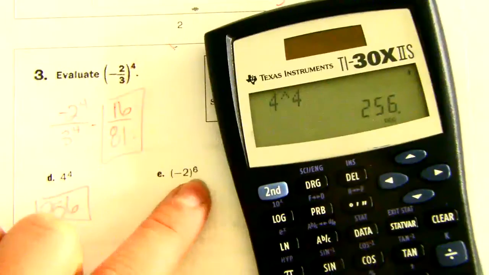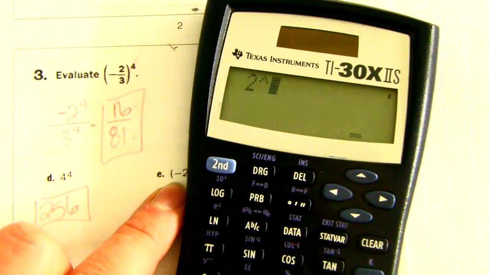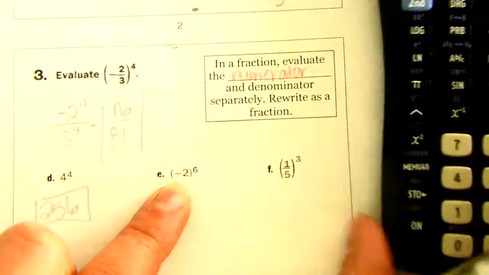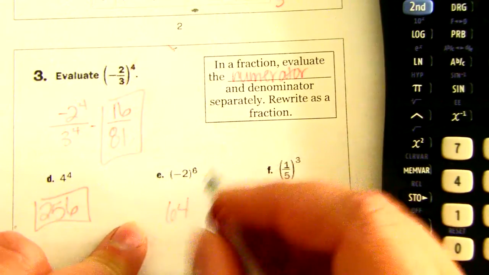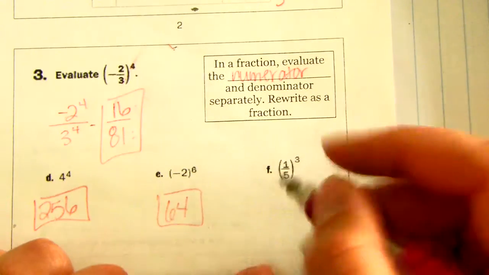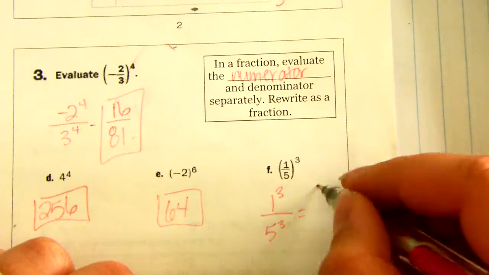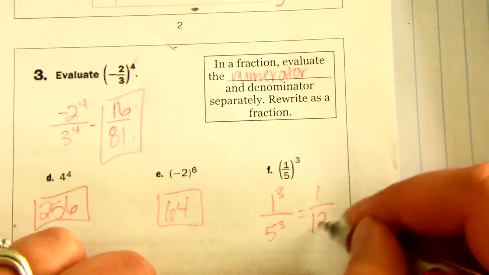This is 6 negatives. I know that that's an even number, so then my answer is going to be positive, so I can put 2 to the 6th in there, and I get 64. If it was an odd exponent, I would just keep the negative out front. This one, we can rewrite this as 1 cubed over 5 cubed. 1 times 1 times 1, still 1. 5 times 5 times 5, 125.